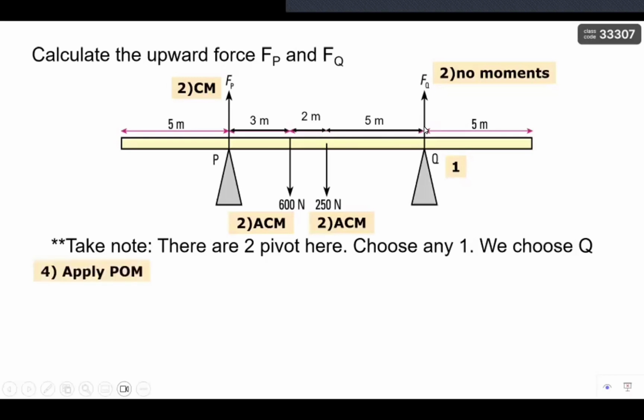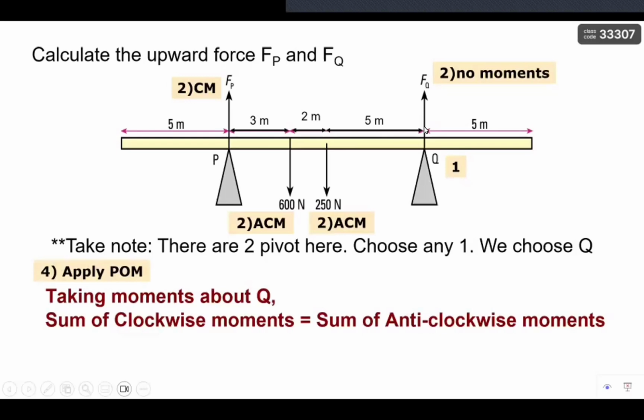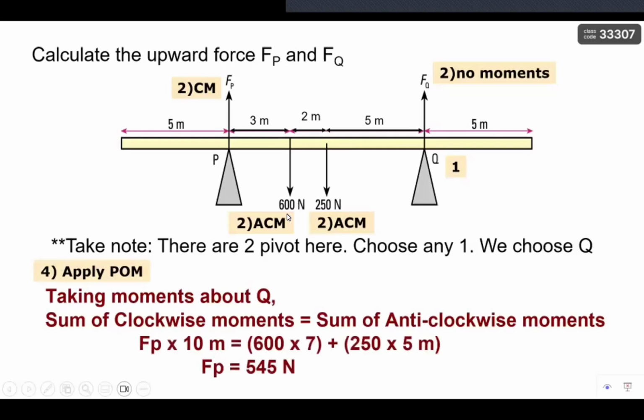So I'm going to write the statement again, taking moments about Q, because Q is now my pivot. Sum of clockwise moments equals sum of anti-clockwise moments. For my clockwise moments, I only have one, which is FP. So it'll be FP times 10 equals the sum of anti-clockwise moments. Anti-clockwise, I have two of them, 600 and 250, so I have two brackets. So it's 600 times 7 plus 250 times 5. And then I solve for it, and I'll get FP equals 545 newtons.